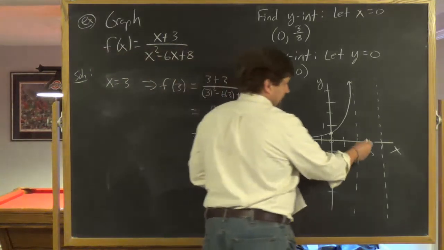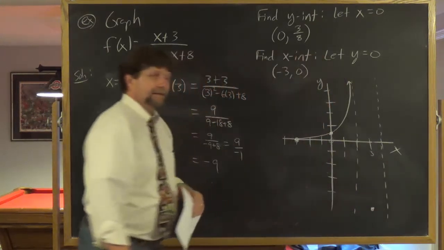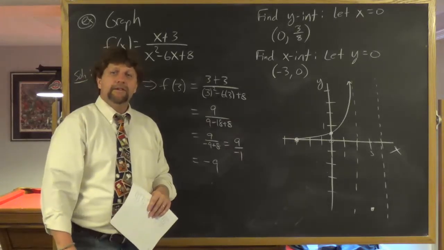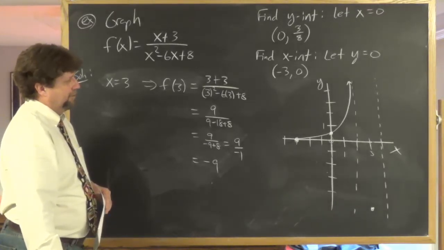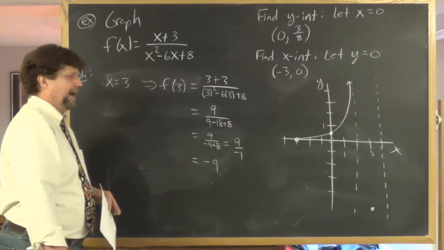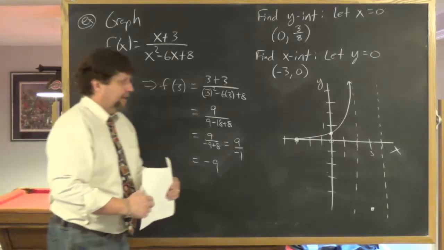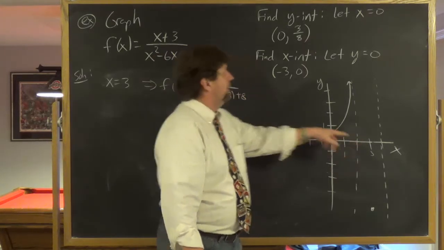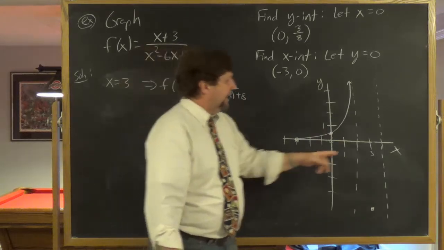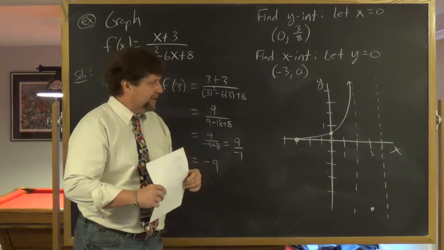Unfortunately, it's way down here, it would be off my board. All right, well that gives me 1 point. I kind of have an idea what's happening in there. But if I wanted to, I could pick a number like 2.5 and toss that in for x to see what comes out, and 3.5, to give me 2 more points to plot.